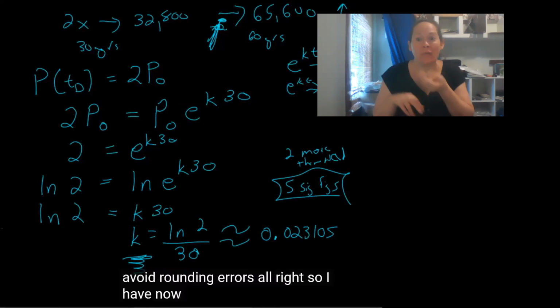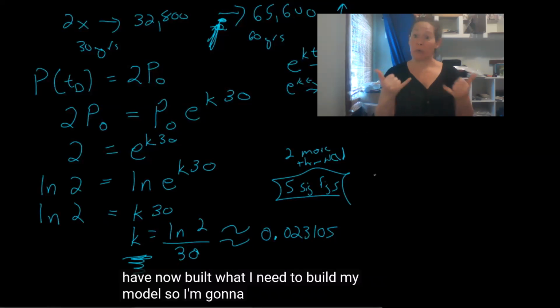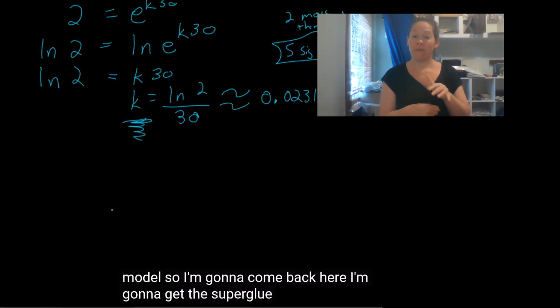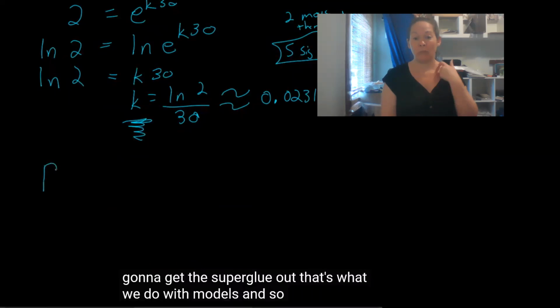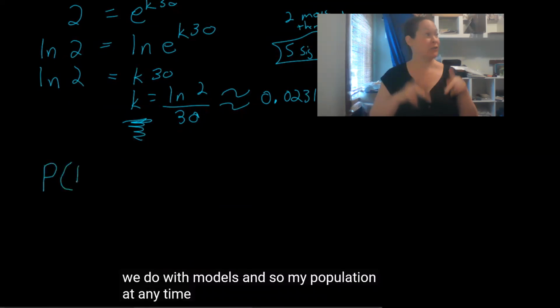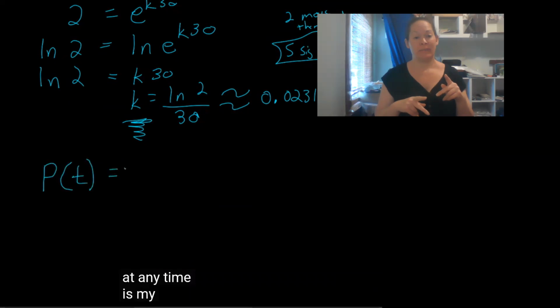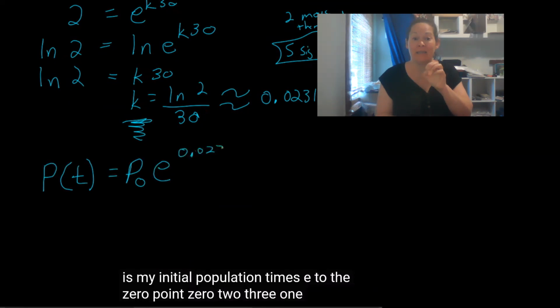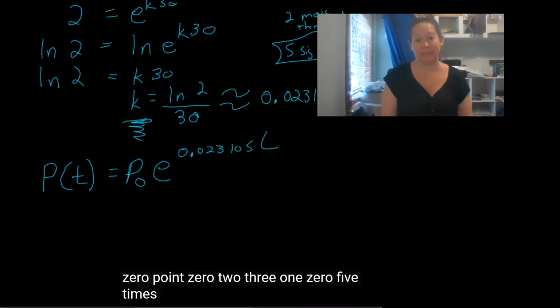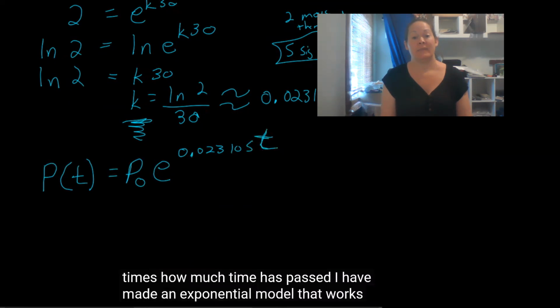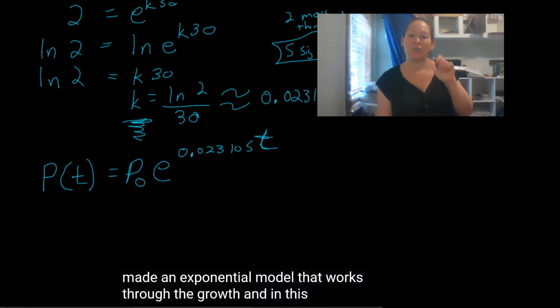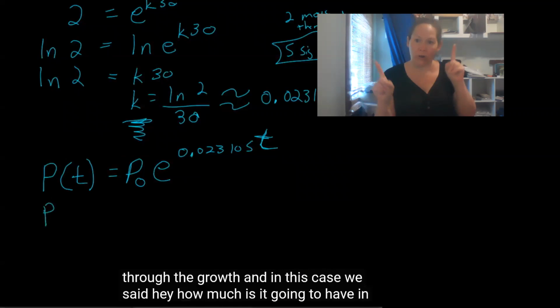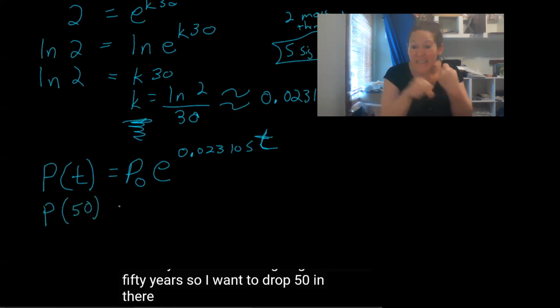All right, so I have now built what I need to build my model. So I'm going to come back here. I'm going to get the super glue out because that's what we do with models. And so my population at any time is my initial population times e to the 0.023105 times how much time has passed. I have made an exponential model that works for the growth. And in this case, we said, hey, how much is it going to have in 50 years? So I'm going to drop 50 in there.